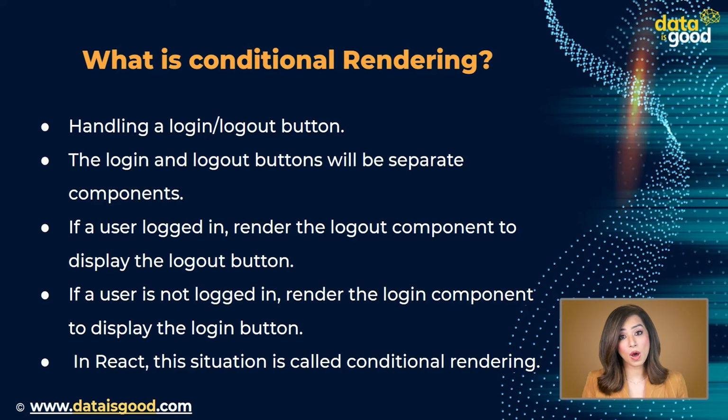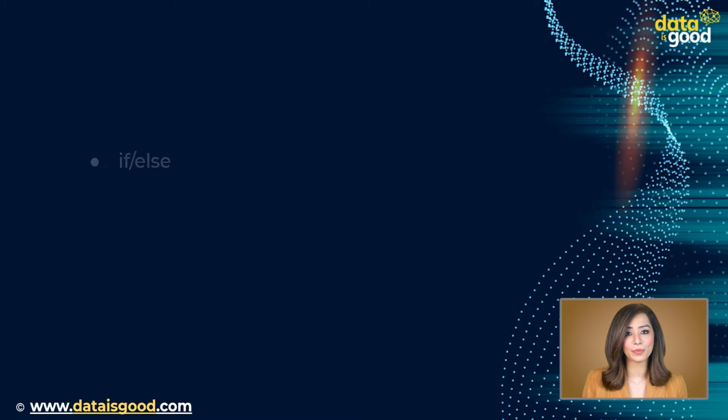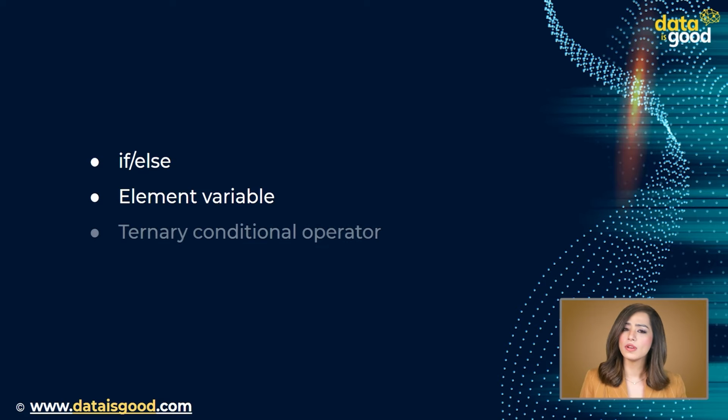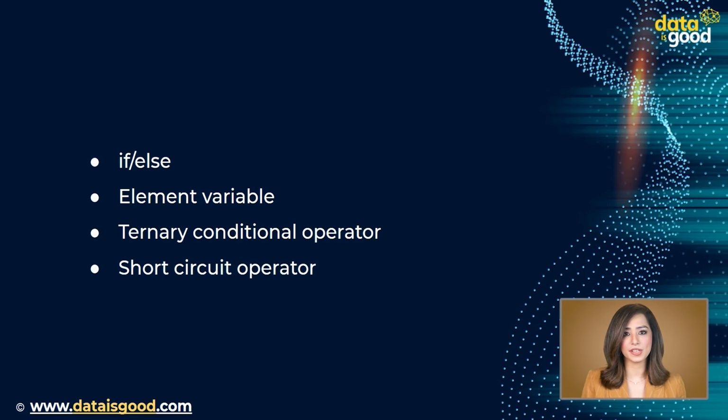There is more than one way to do conditional rendering in React. They are given below: if-else, element variable, ternary conditional operator, short circuit operator.